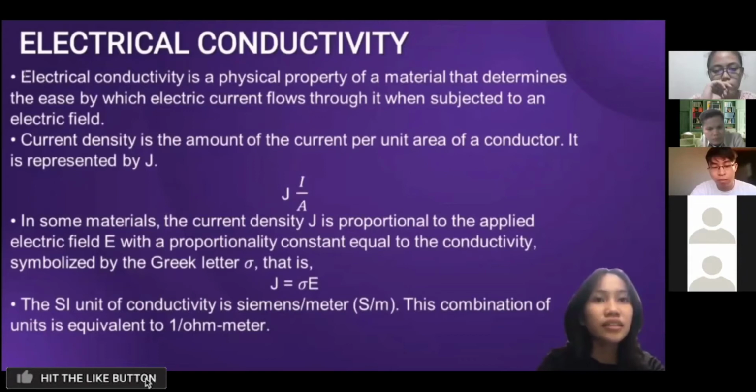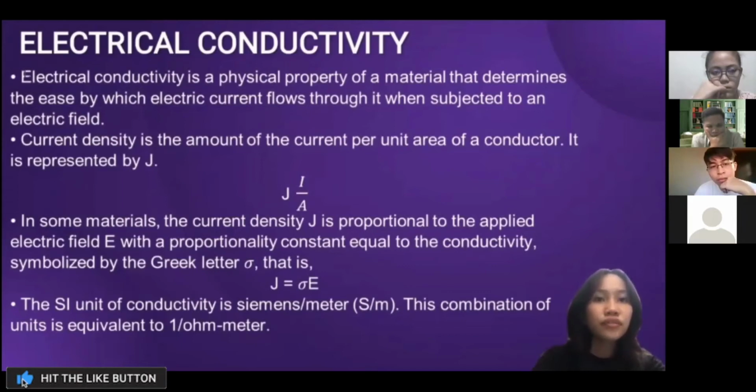In some materials, the current density J is proportional to the applied electric field E, with a proportionality constant equal to the conductivity symbolized by the Greek letter sigma. That is, J is equal to sigma times the electric field. The SI unit of conductivity is Siemens per meter, symbolized by capital S over m. This combination of units is equivalent to 1 per ohm meter.